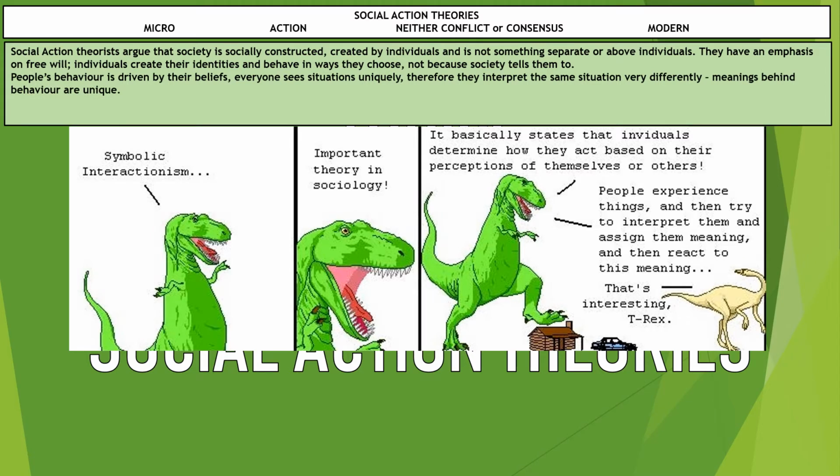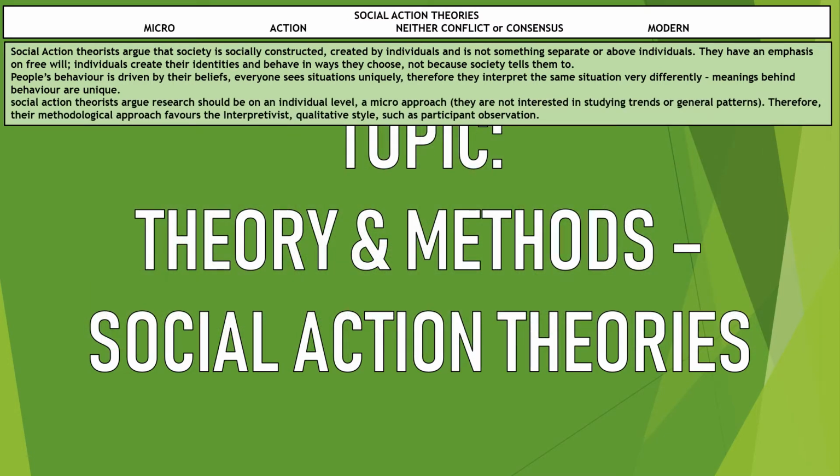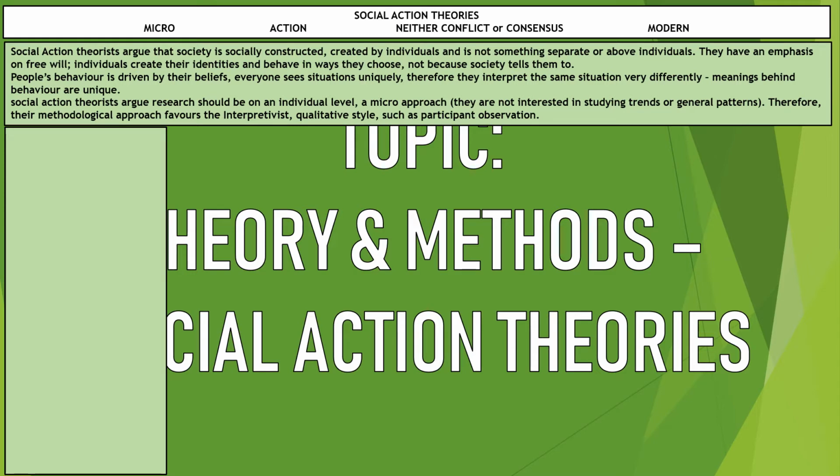They argue that people's behaviour is driven by their beliefs, their ideas, their values, and obviously we can all interpret the same situation differently. So again, each meaning is quite unique. And social action thinkers argue that we should be able to look at issues on an individual level, take a micro approach. They're not looking at the big trends or patterns. They want to focus on smaller values and ideas. So this is where we see interpretivist, qualitative style research being introduced.